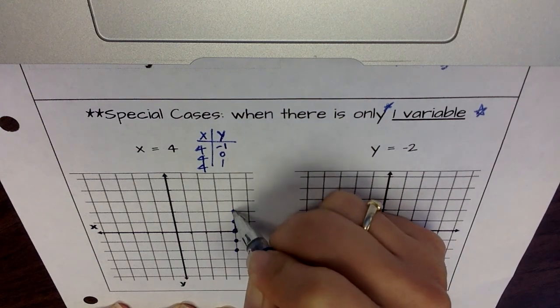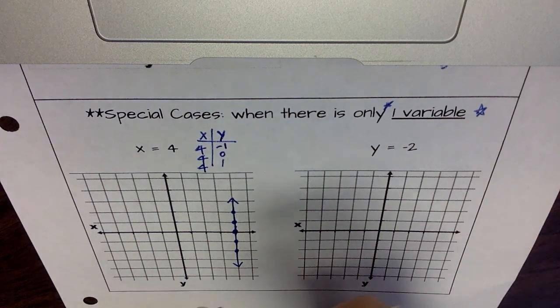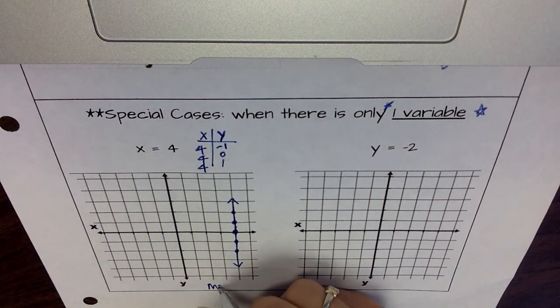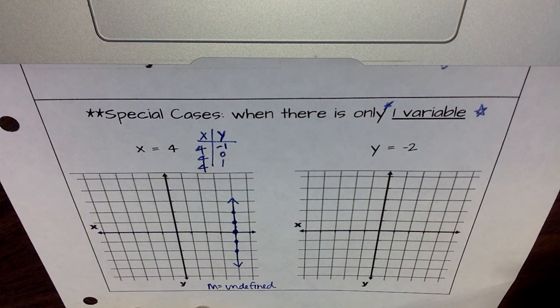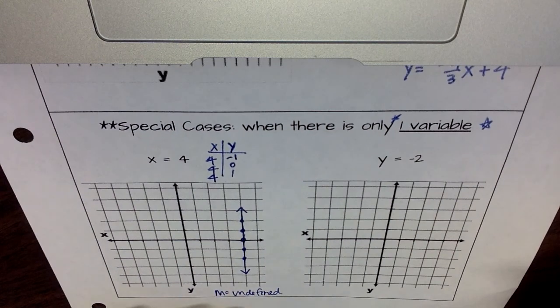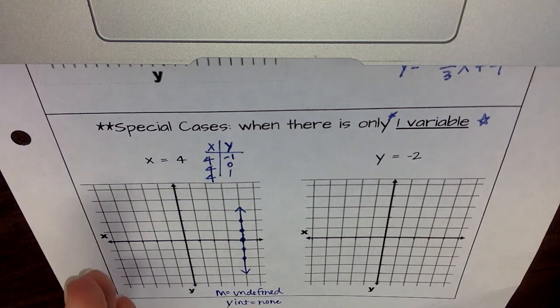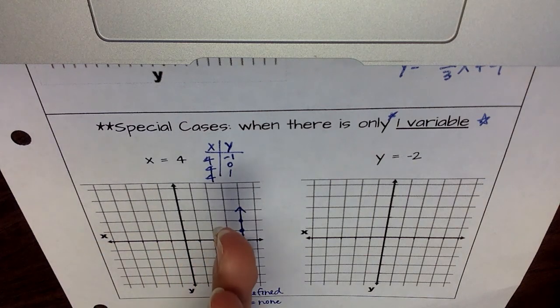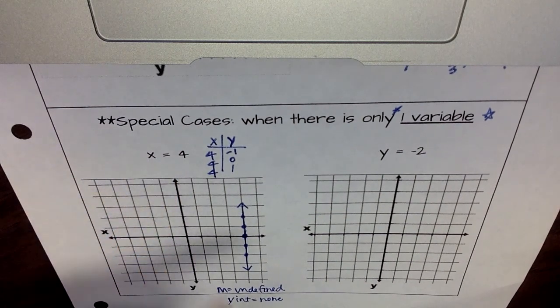And you can see this is going to be a vertical line. That means that the slope is undefined. The slope is undefined, and there's no y-intercept. It is parallel to the y-axis, so they're not ever going to intersect. No y-intercept because they're parallel. If you have x only, there's no y, then you know that it's going to be a vertical line.